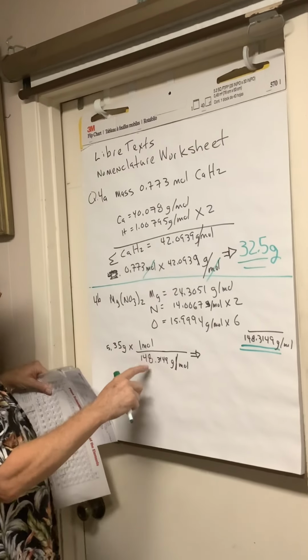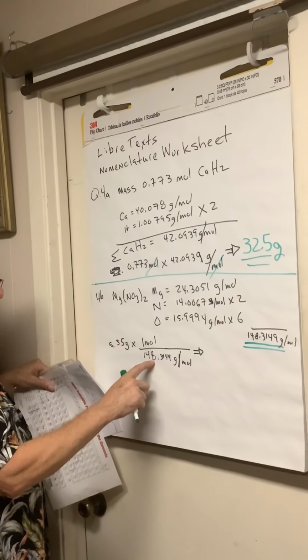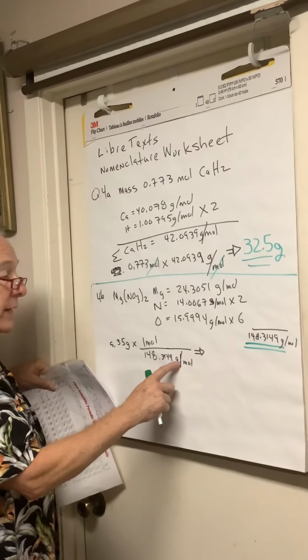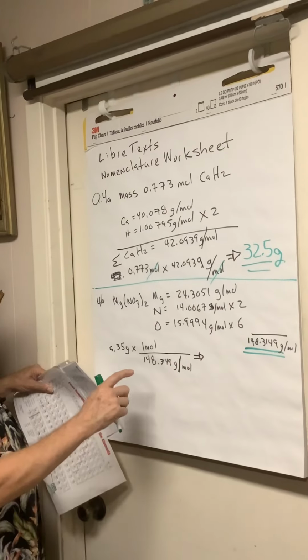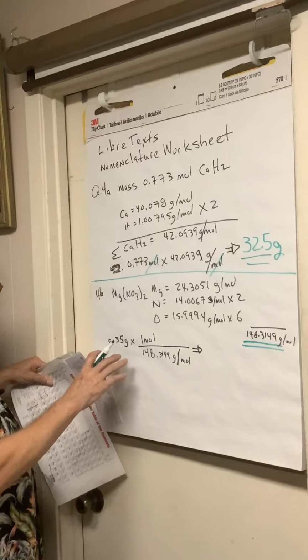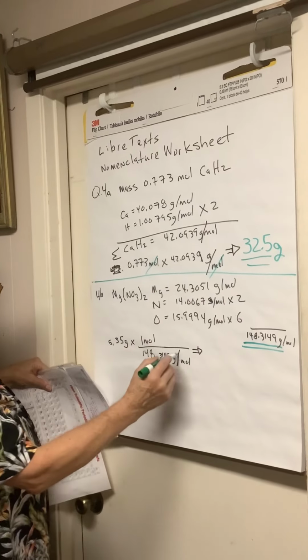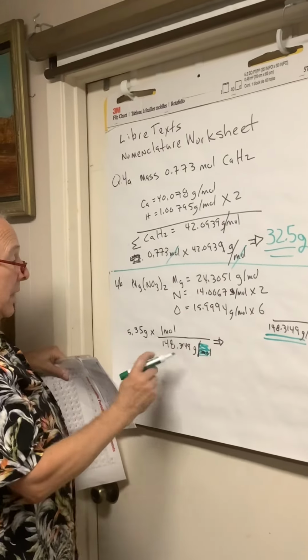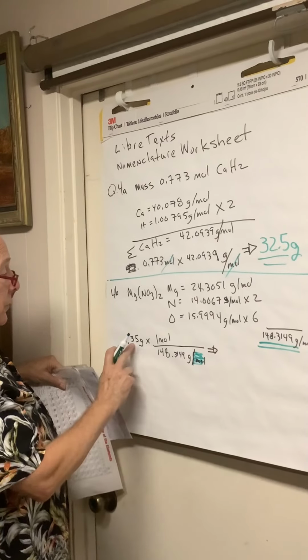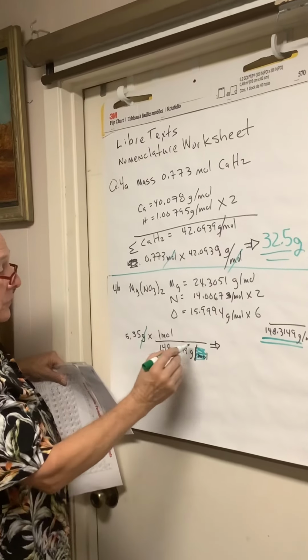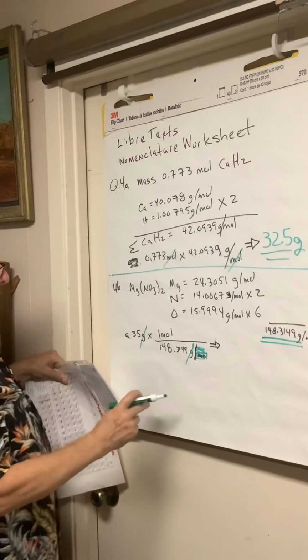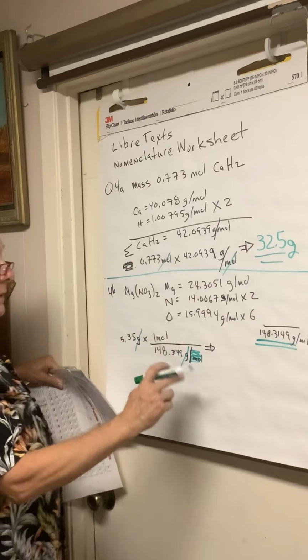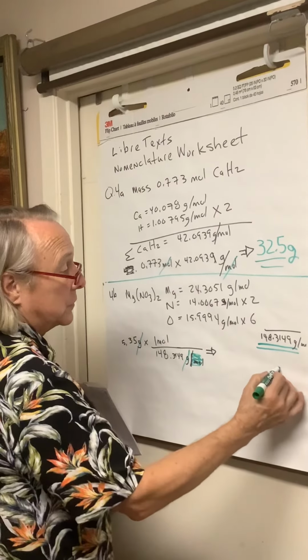1 mole corresponds or is equal to 148.3149 grams. So now I have, oops, I didn't need that part of this. 1 mole is equal to that many grams. So now my grams cancel, okay? And I have moles, 1 mole here. So my units are going to be in moles.